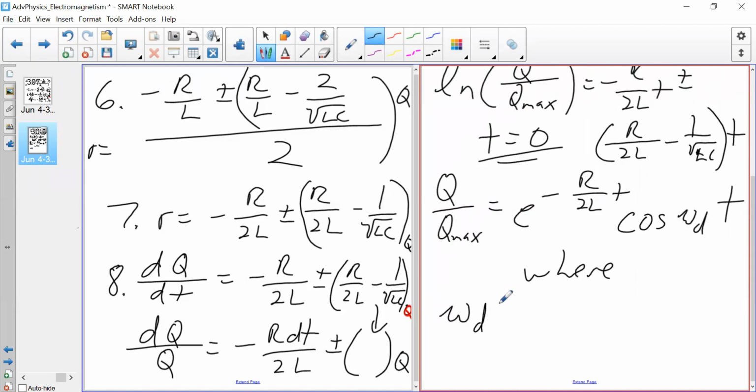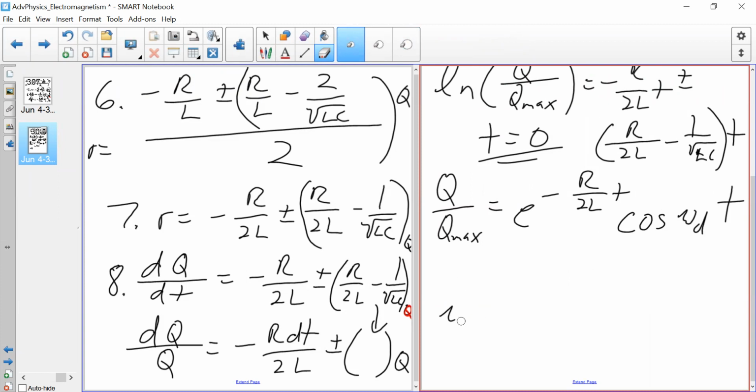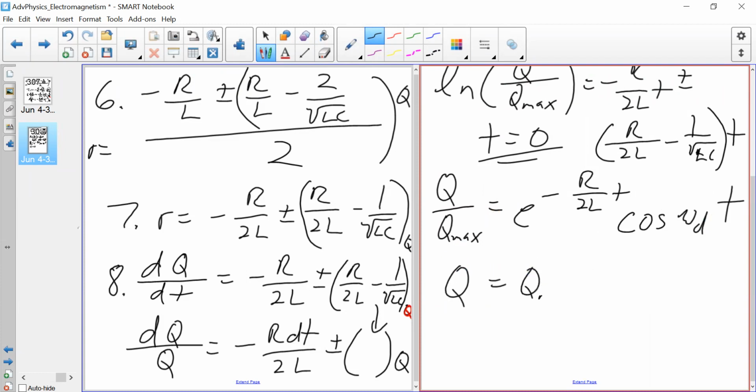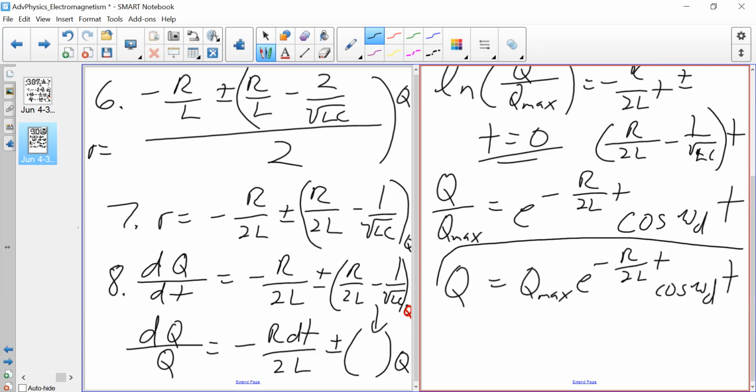The damping frequency, let me finish this part. Okay, there's that. And then, because I want to get my Q, Q is a function of time: Q max e to the minus R over 2L t cosine omega d t. And that is our equation for the charge as a function of time for an RLC circuit.